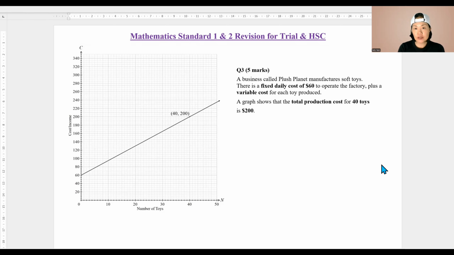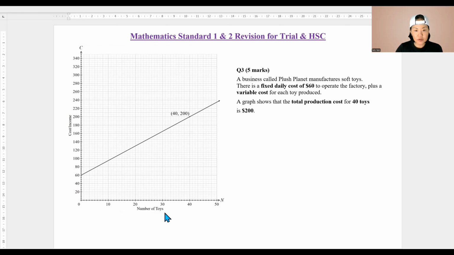So now we're doing the third question. A business called Plush Planet manufactures soft toys. There is a fixed daily cost of $60 to operate the factory, plus a variable cost for each toy produced. A graph shows that the total production cost for 40 toys is $200. So that's the point here. Well, let's have a look.